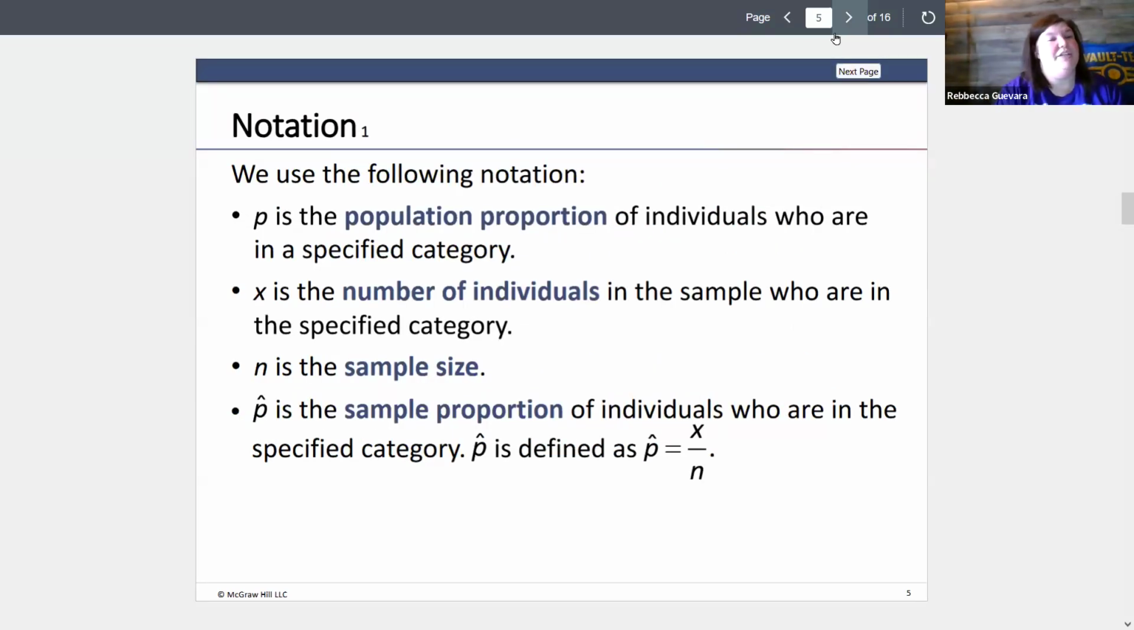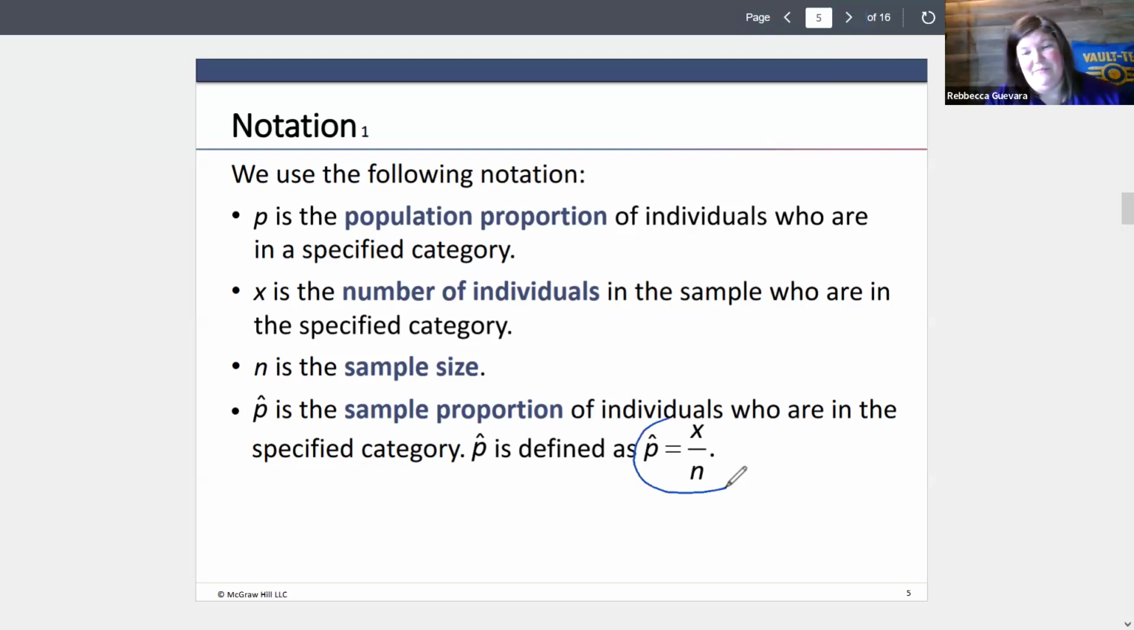So just go through notation again. P by itself, no little special hat or anything, is the population proportion, and that's just for individuals in a specific category, whatever category we're looking at. So people who said music had a good impact on academic performance, that would be a special category. X is the number of individuals in the sample who are in the specified category. So those parents that said music had a good impact. n is the sample size, so all the parents that we asked. And then P hat is your sample proportion of individuals who are in a specific category.